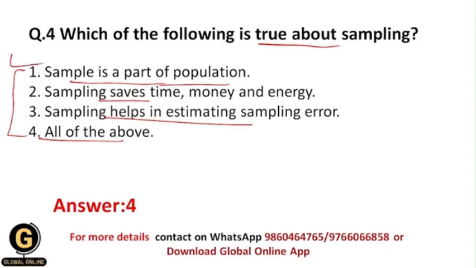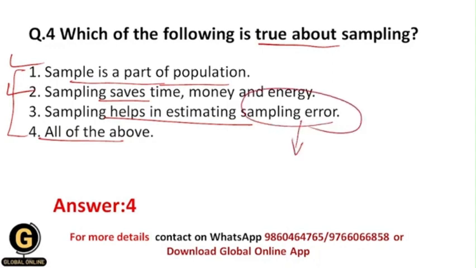So this statement is true. Again, as I have told you earlier in this video, because of sampling, a researcher can save a lot of time, as well as lots of money and energy. That's why this statement is again true about sampling. And as well, sampling helps in estimating sampling error.